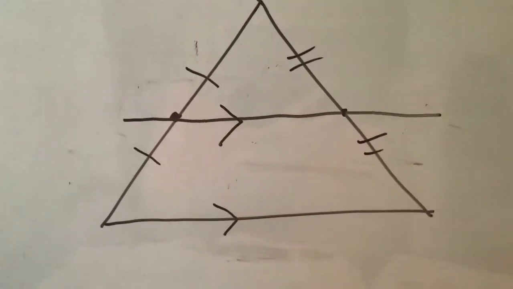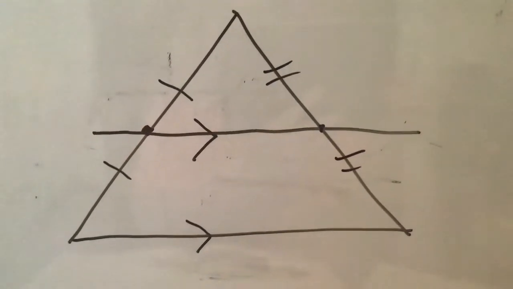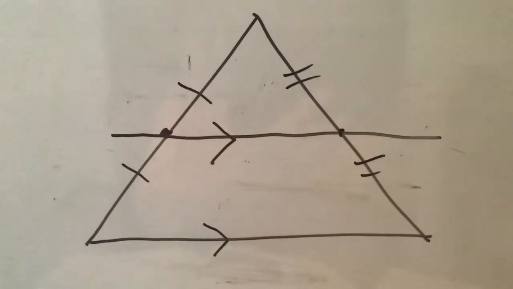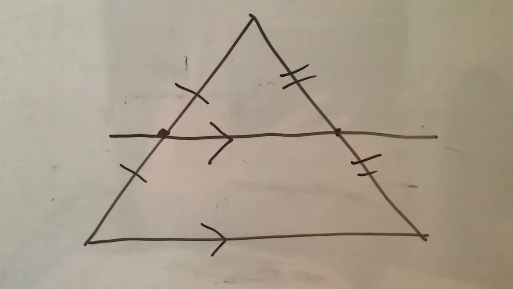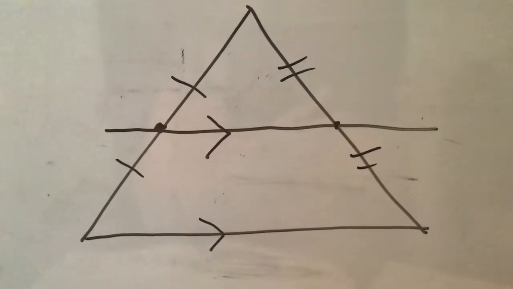So if you're given that it's the midpoint on one side and you're given that it's parallel to the third side, or to the other side, then you know it's hitting the midpoint on the third side. That's the theorem.